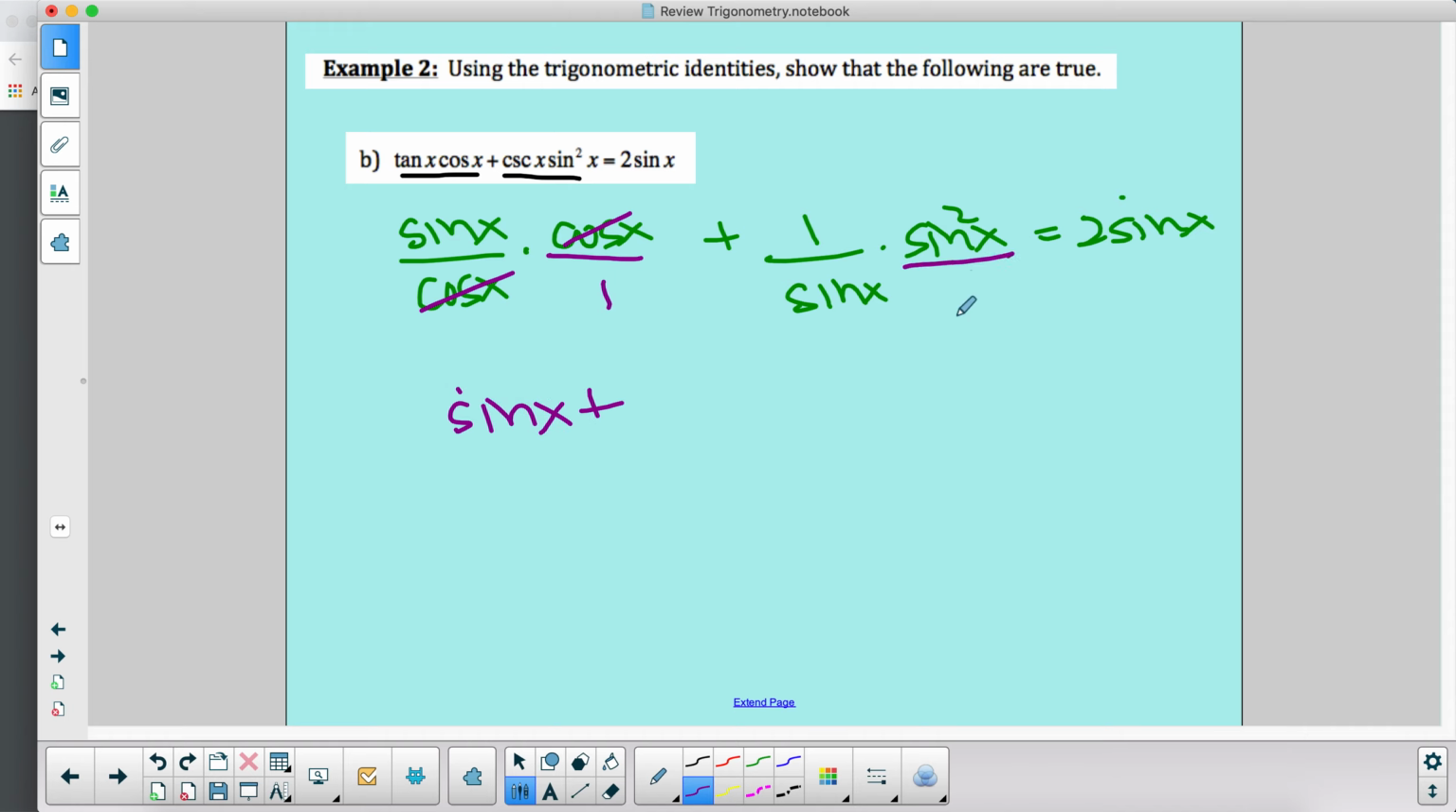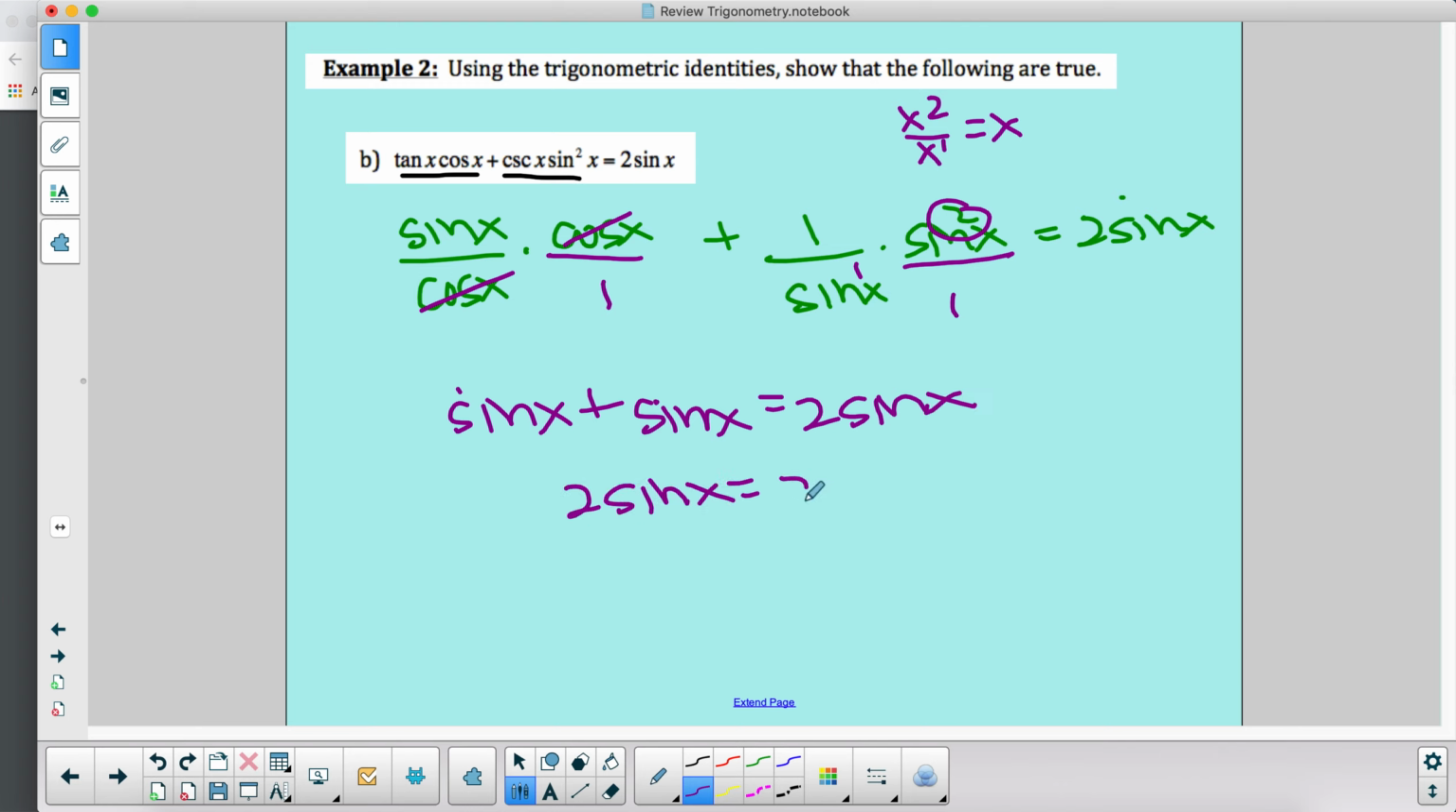Plus, now here I got sine squared and a sine. So if I had x squared over x, I could combine those, and it would leave me with just x. So same thing here. This is sine of the first, that's sine of the second. So when I combine them, I just have sine. And sine of x plus sine of x is 2 sine of x, and that equals 2 sine of x. So we are done, and there is that.